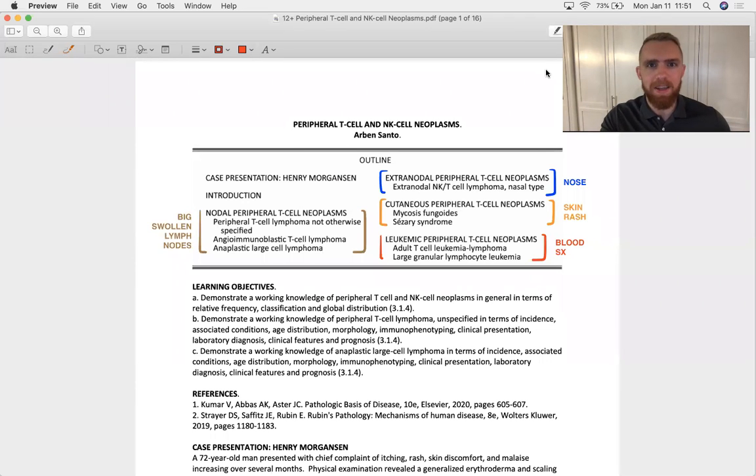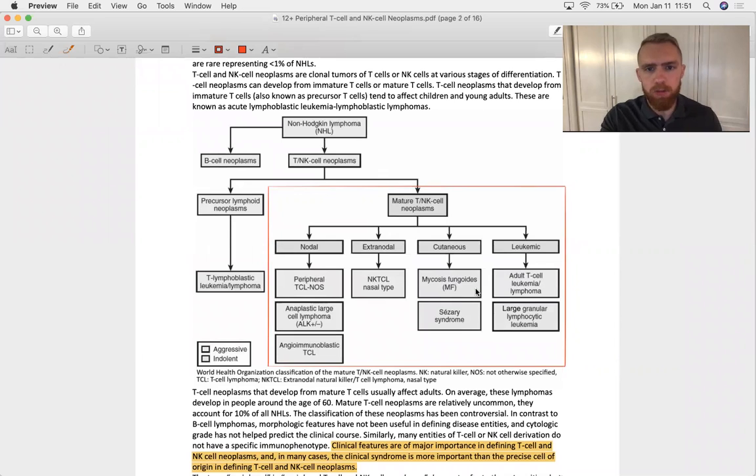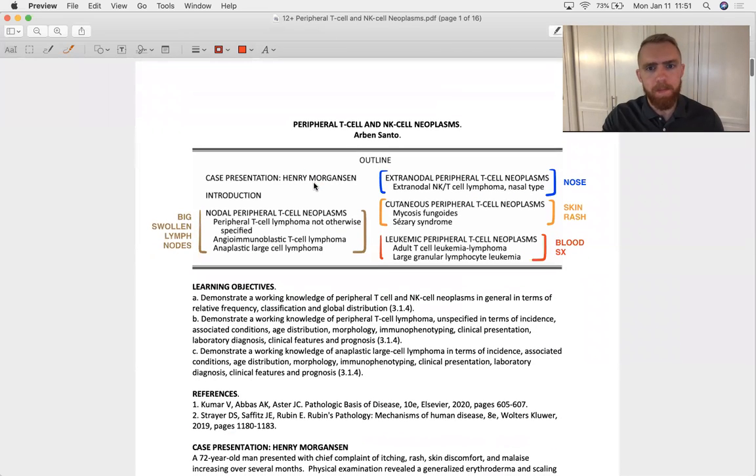Hello, let's talk about T-cell neoplasms. This SDL has four subheadings, which correspond to four different groups of T-cell neoplasms as defined by the World Health Organization. So these four groups have four very different primary presentations, which is why they're individual groups. First, there's nodal T-cell neoplasms.